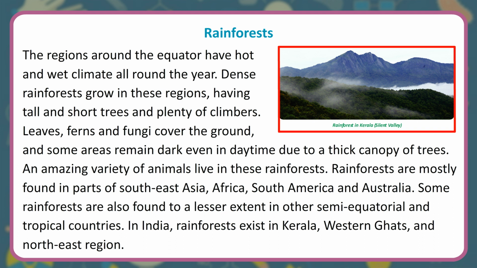Rainforests are mostly found in parts of Southeast Asia, Africa, South America and Australia. Some rainforests are also found to a lesser extent in other semi-equatorial and tropical countries. In India, rainforests exist in Kerala, Western Ghats, and the Northeast region.